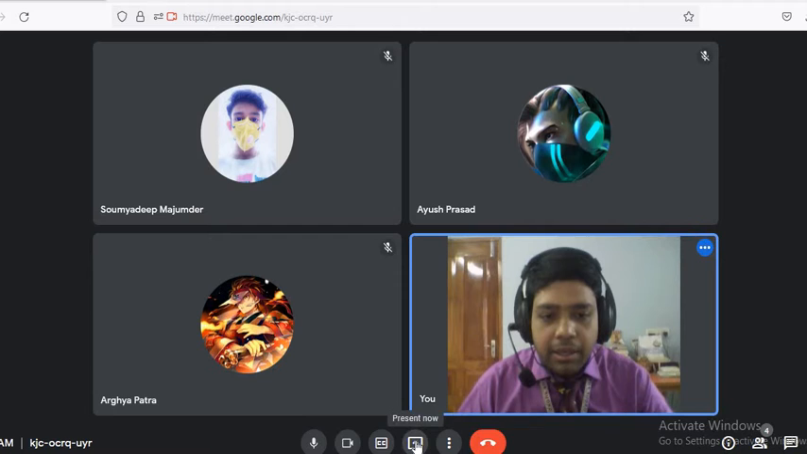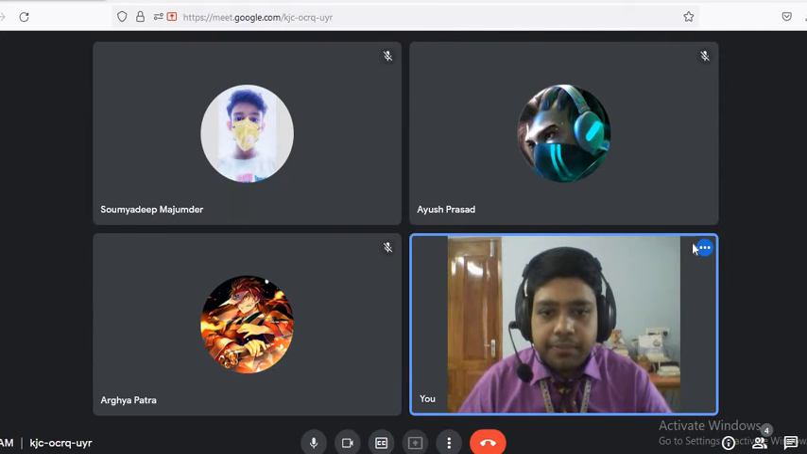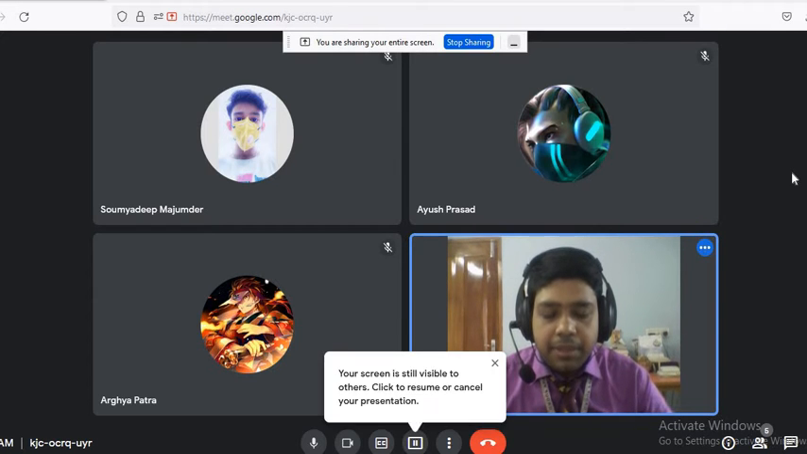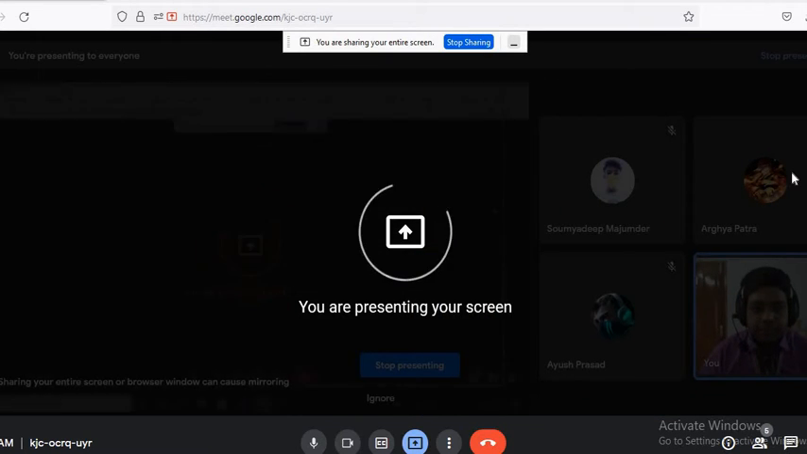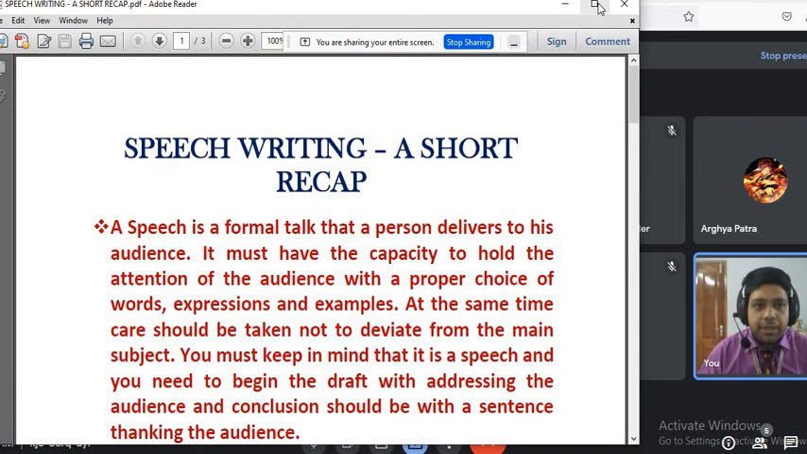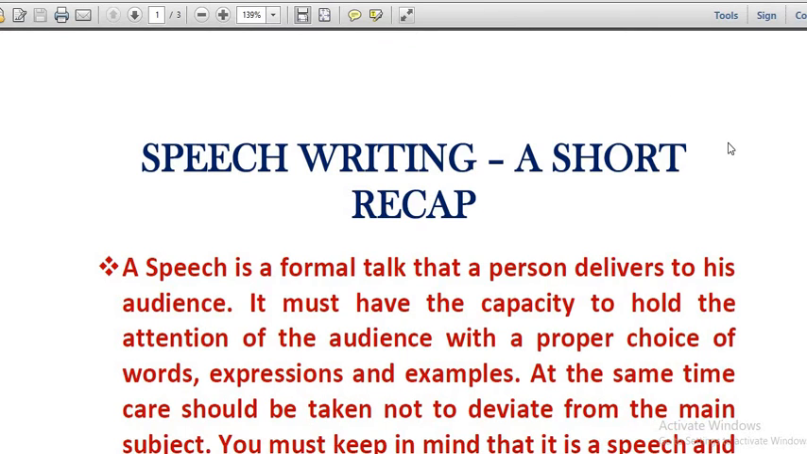So, hereby I am sharing the screen. Please make sure whether you all can see the screen properly or not. The screen is getting shared. Please wait, it will be processed. Yes, the screen is processed. Now I am showing you the first material. Please make sure whether this material is visible to all of you. Can you all see this? It is about speech writing.